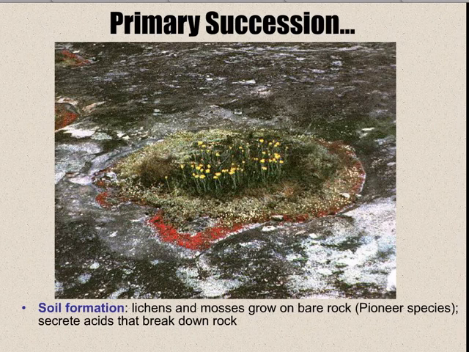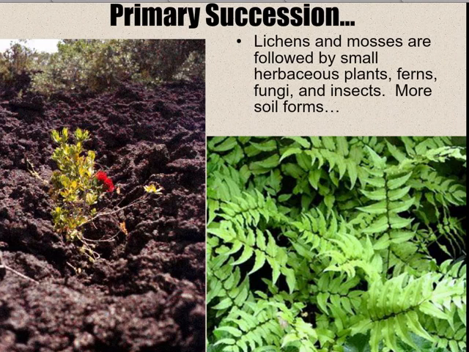They secrete acids that actually break down the rock. And as they break down the rock, and as they die, they create the very first soil. So the dead plant matter and broken rock leads to the very first soil. Once some soil has formed, small herbaceous or green plants and ferns, fungi, and insects can start to live in that environment. And as they live and die, and their roots break up more rock, more soil forms.